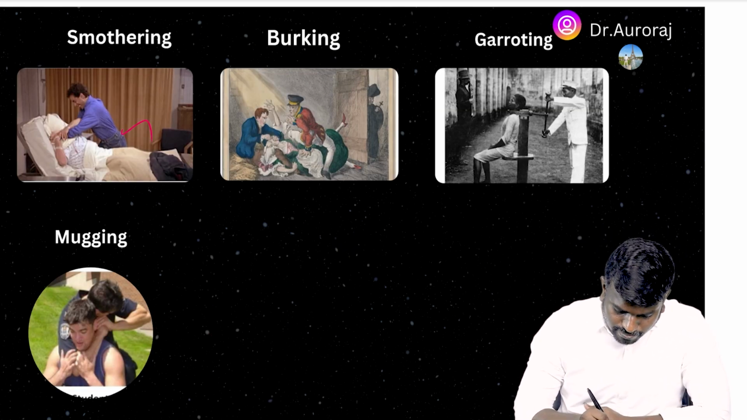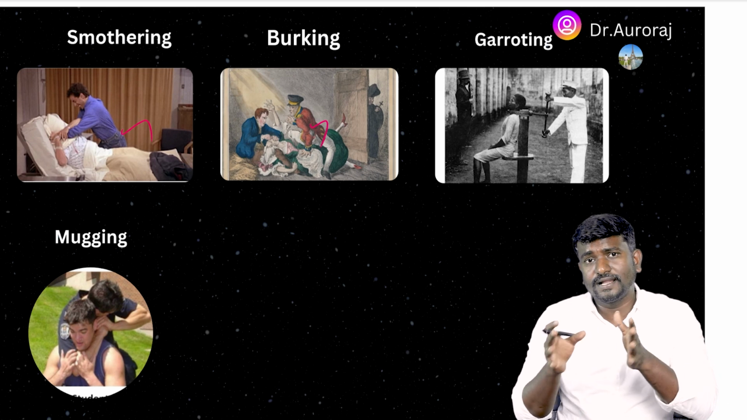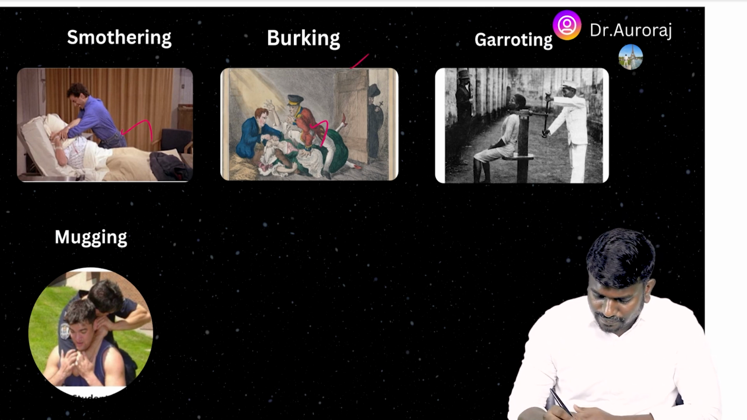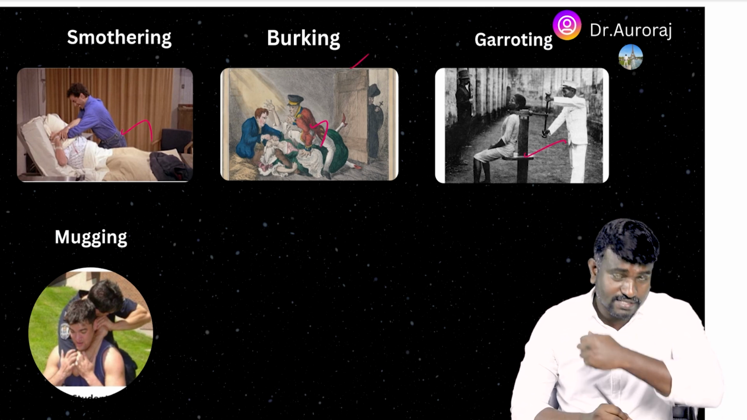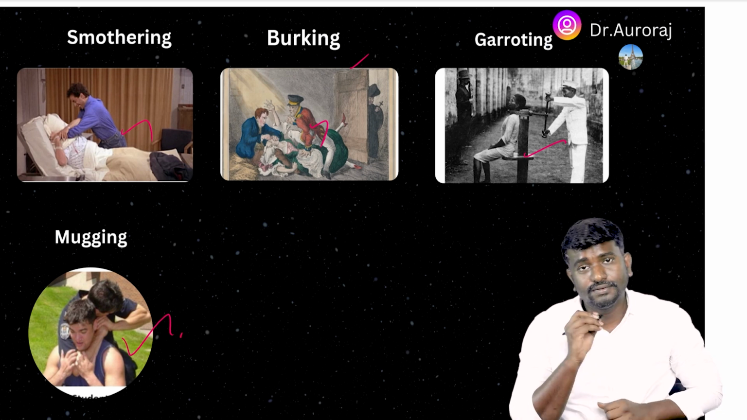Good. Now, this image is called as what? Smothering. And this is going to be what? Burking. Traumatic asphyxia plus smothering is called as what? Burking. And this is called as what? Garroting. And look at this image. This is going to be what? Mugging. Good.